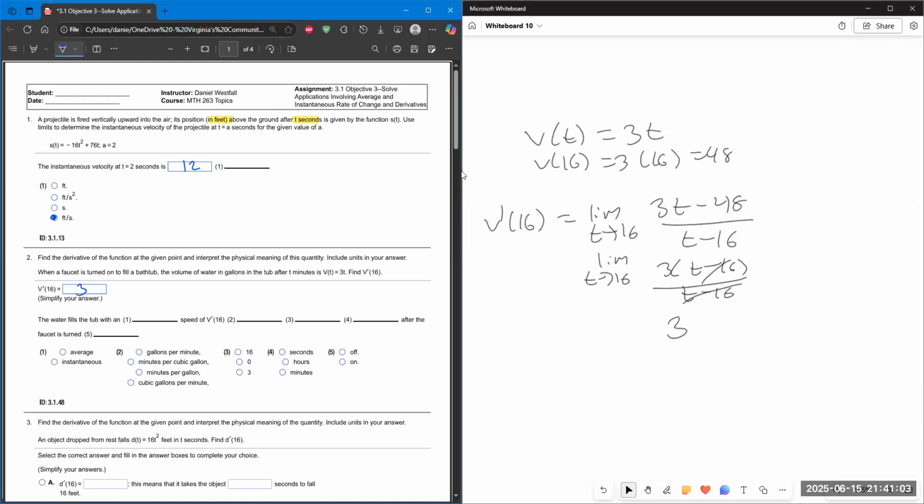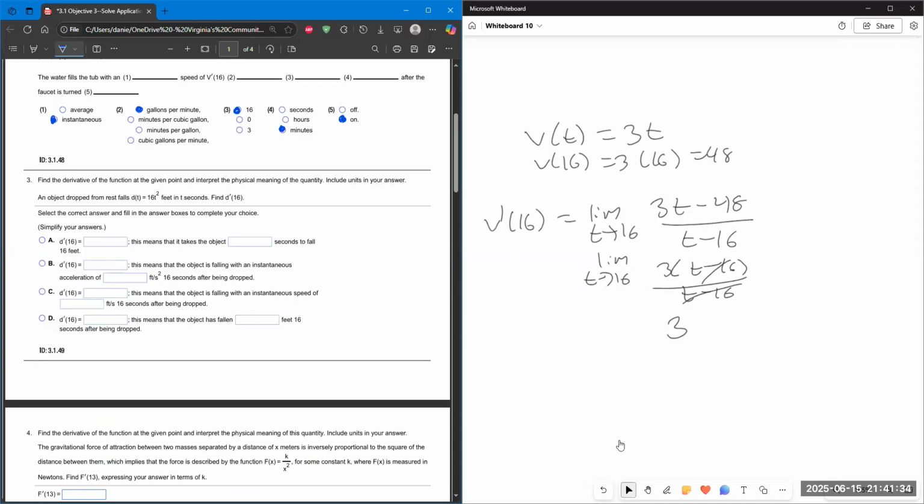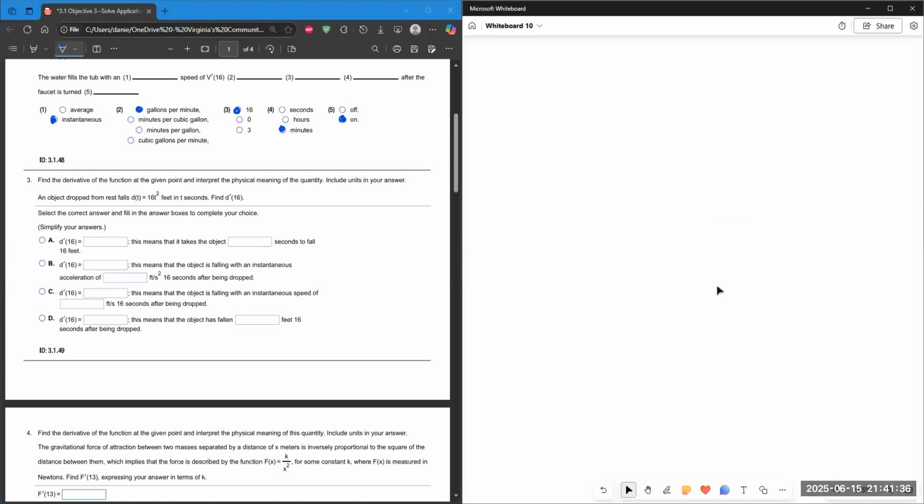And so this is an instantaneous rate of change, and we are in gallons per minute. And this happens 16 minutes after the faucet is turned on. This is what t equals 16 would mean. All right. That one was pretty straightforward.